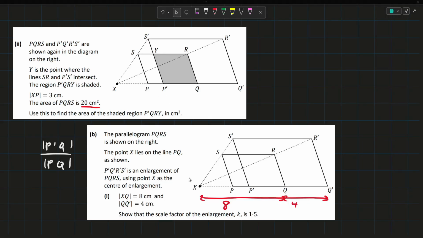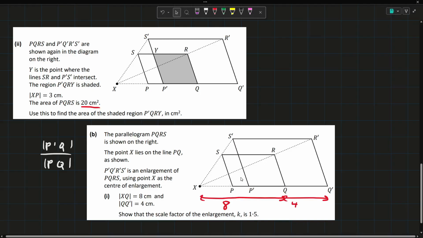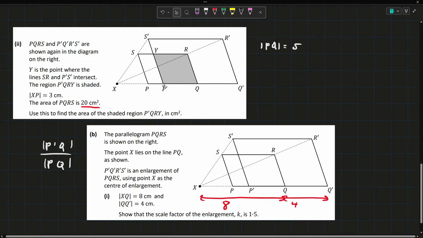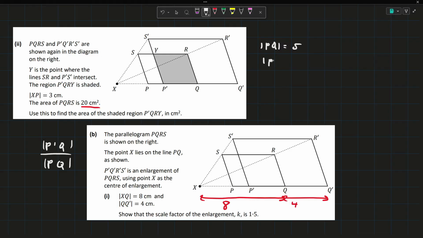So we just need to figure out what those are. It's nice that we have the previous part of the question. So now the distance from x to Q is going to be 8, and the distance from x to P is 3. So the distance from P to Q will just be equal to 8 minus 3, which is 5. Now that we know what PQ is, we can figure out what P prime Q prime is, because we know that the scale factor is 1.5. So P prime Q prime will be 1.5 times 5, which gives you 7.5.